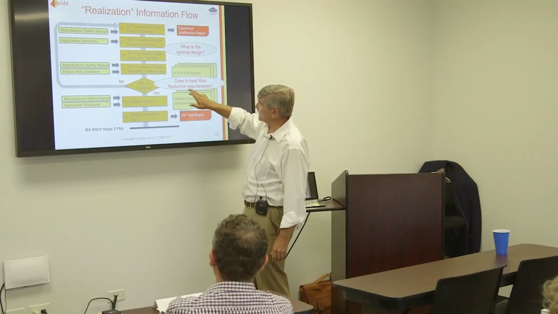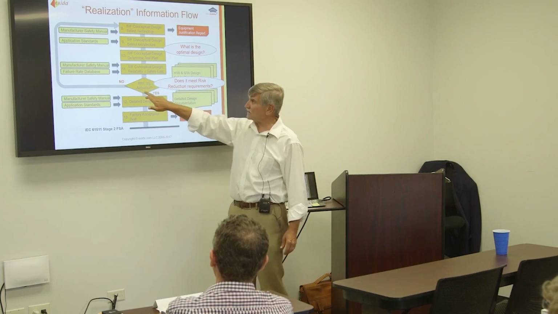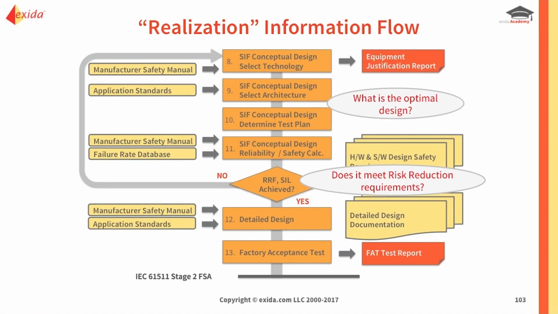Down here, we check and make sure that what we've designed meets the risk reduction requirements. And if it doesn't, go through the loop again and iterate. Well, maybe I need some better equipment. Maybe I better do more proof testing. Whatever the choice is, change the design or the procedures until you meet risk reduction factors. Then proceed with the detailed designs using the manufacturer's safety manual and any application standards.